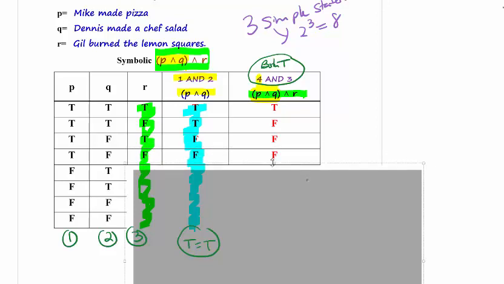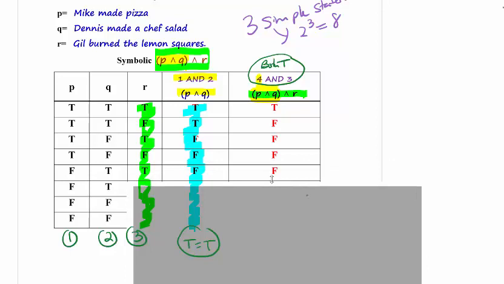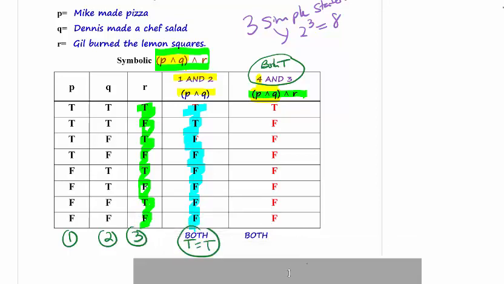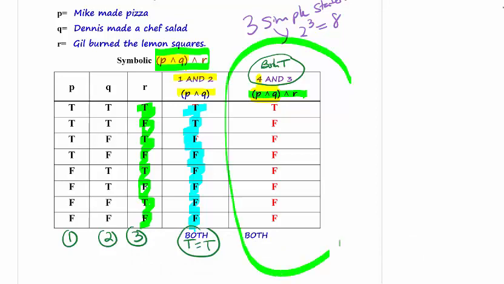False then false does not work. True, false does not work. False, false does not work. True, false does not work. And false, false does not work. That is my answer column for this truth table. If they ever ask you, when is it true for this truth table? It's true only in this top row. And if I were to refer to that, I would say P, Q, and R have to be true to give me a true answer. That's how I would conclude it.